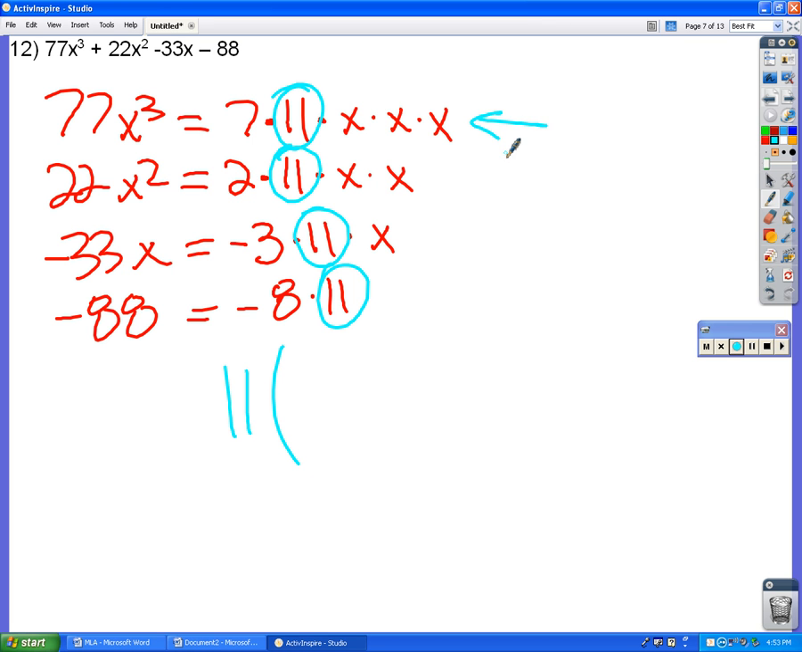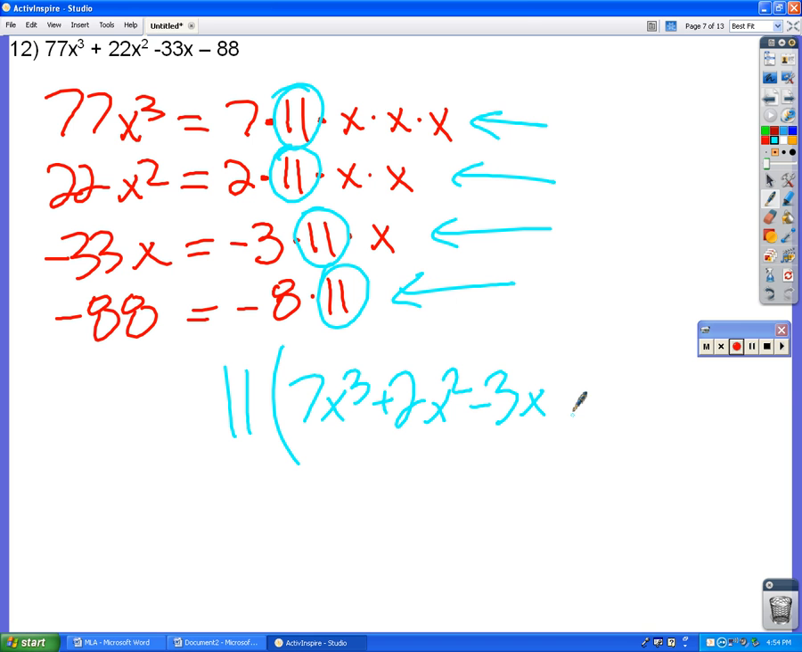So for the very first one right here, I'm left with 7x cubed. Next one here is plus 2x squared. Next one there is negative 3x. And the last one, all I have is a negative 8. So this whole thing right there is that deal right there factored out.